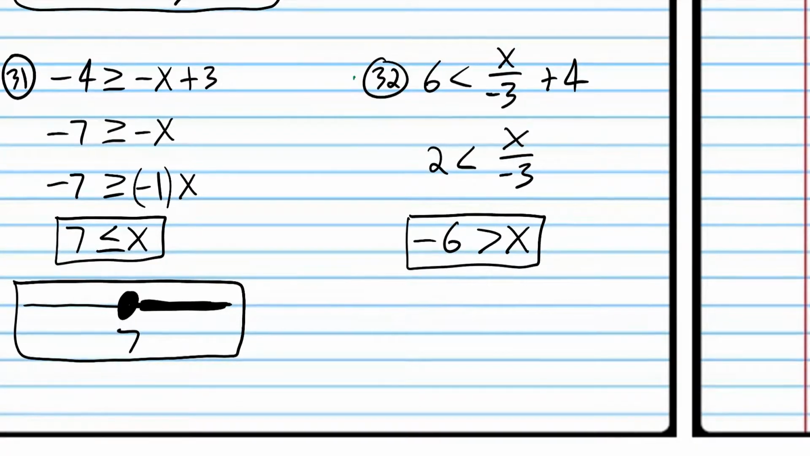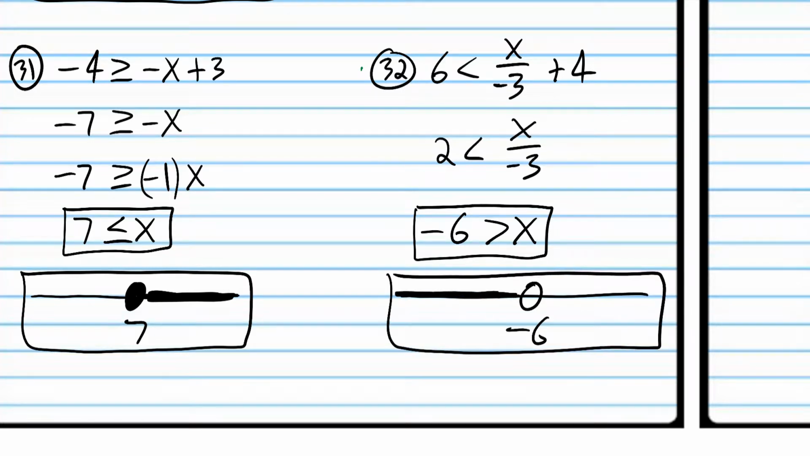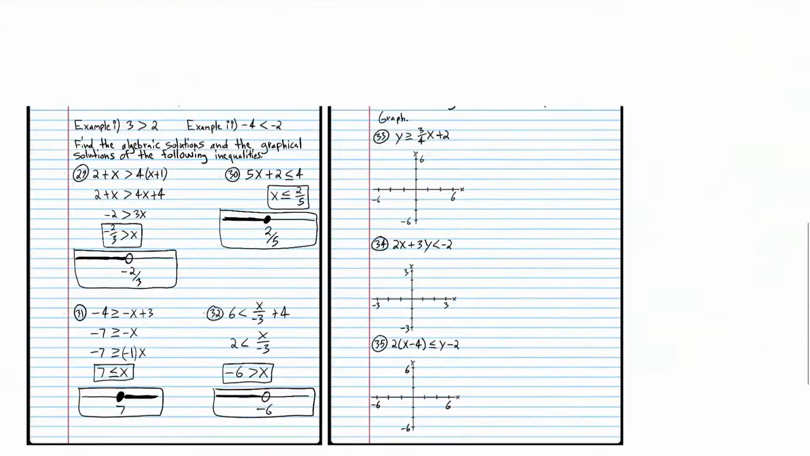So as less than, that changes to greater than, and we have the inequality. And we need an open circle, and x is less than -6. So that goes over here. So if you got those answers, good job. Okay, on to the next problem.